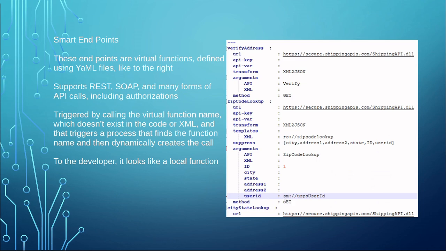User ID. This is actually a secret. That's SM, a secret manager. So we have a secret. The key is USPS user ID, and that's in our secrets manager. So that's going to retrieve that from the secret manager and plug that in there. Okay. We support REST, SOAP, and a ton of others. I mean, it's extremely flexible. So for integration, basically you read the API, then you fill out the YAML file, and it works extremely well. Okay.